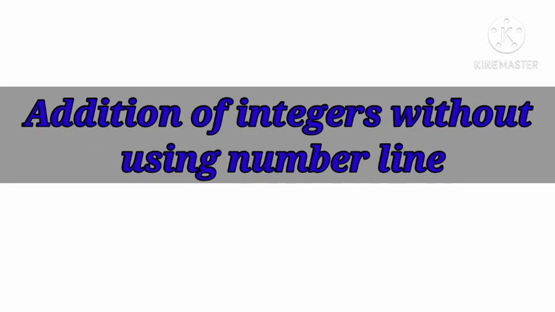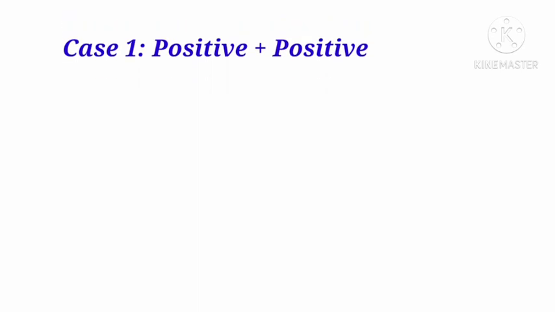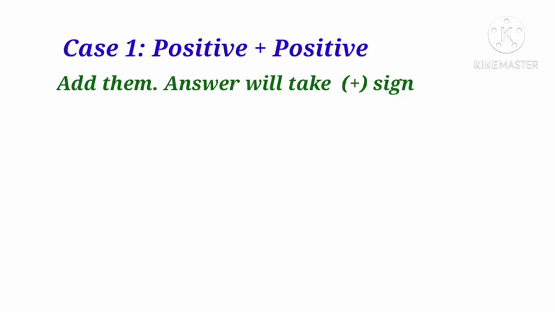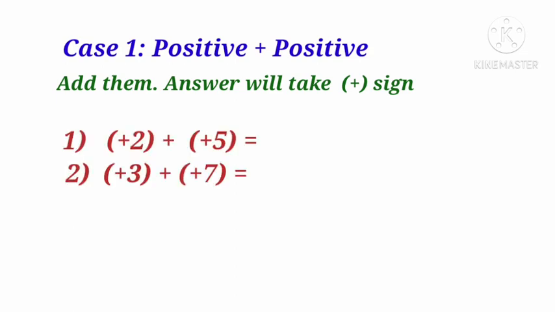Children, now let us see how to add integers without using number line. First, let us see how to add two positive integers. Children, when we add two positive integers, add them and the answer will take plus sign. Children, what is plus 2 plus plus 5? Yes, they are positive integers. So we add them and the answer take plus sign. So plus 2 plus plus 5 is plus 7.